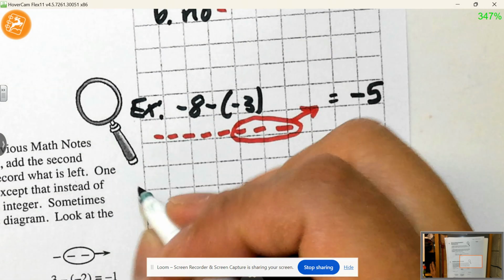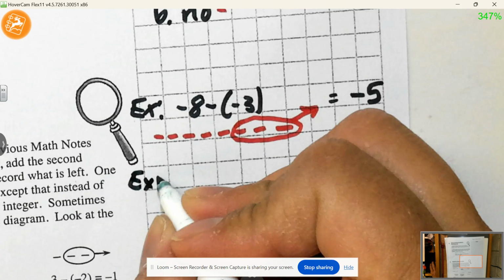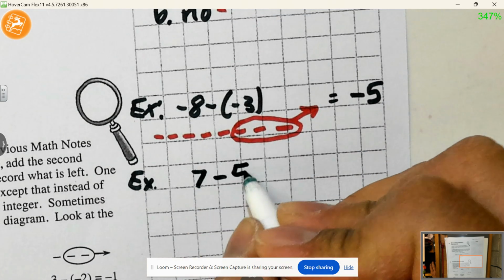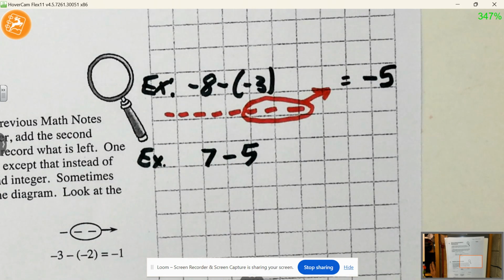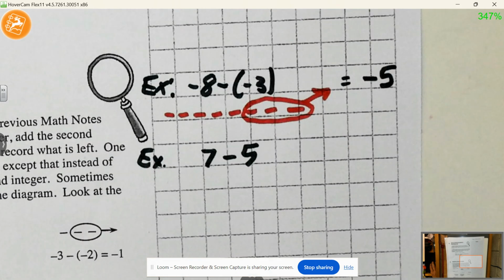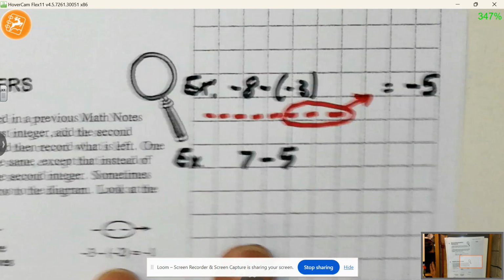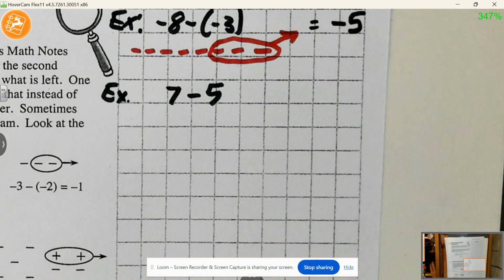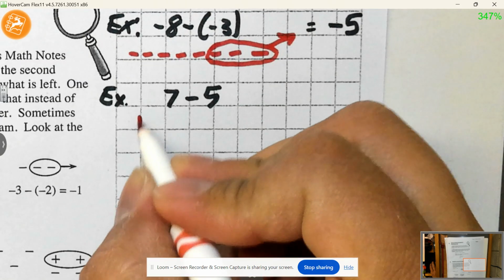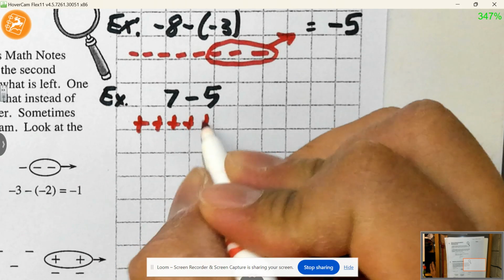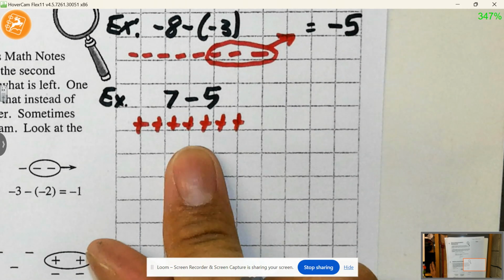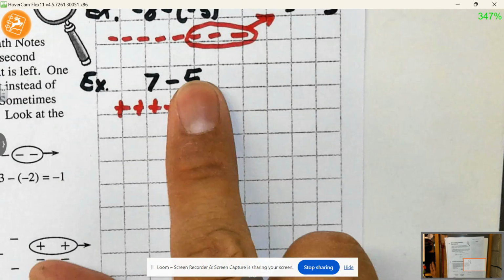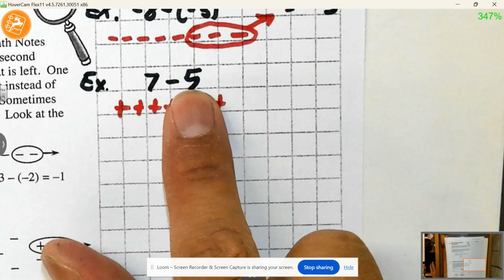All right, not that bad. So let's do example 2. You have 7 minus 5. Now we all know the answer to it, but showing it as a diagram is a little bit different. All right, so what are we starting with? We're starting with 7. What are we subtracting? We're subtracting 5. Are these positives or negatives?